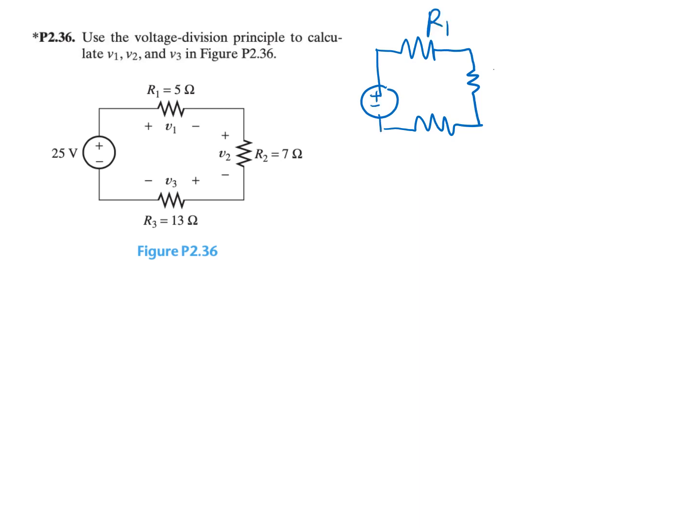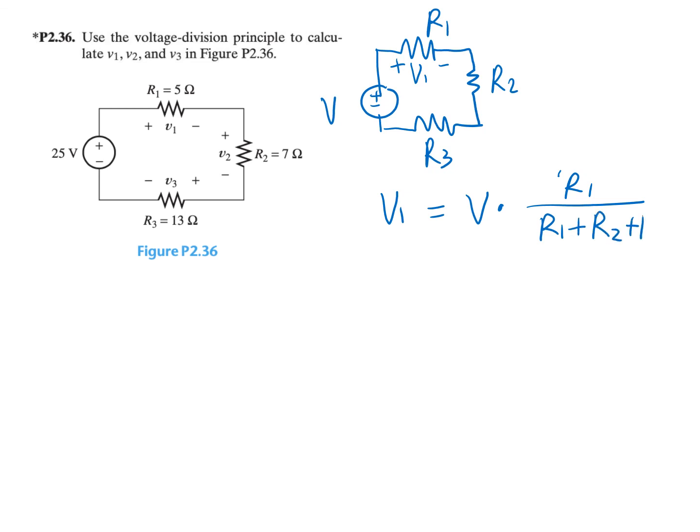This is R1, R2, R3, and this is the total voltage V. If we want to find out the voltage across R1, we are going to use the formula for voltage division. So let's say the voltage across R1 is V1, then we have V1 is equal to V times R1 over R1 plus R2 plus R3. So that's our formula for voltage division.